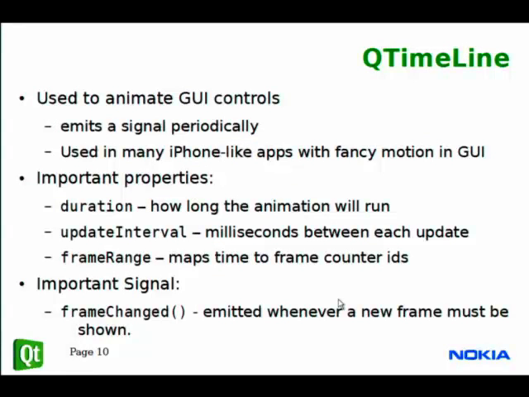Just a couple things about QTimeline. QTimeline is like a QTimer, but it gives you fancier motion because it has different curve shapes. So it emits a signal periodically like a QTimer. It has these important properties: duration, update interval, frame range. Duration is how long you're going to run this animation for, the update interval is how many milliseconds between each update, and the frame range is how many frames or counter IDs you have. Its signal is called frameChanged, and that's what you connect to your slot.